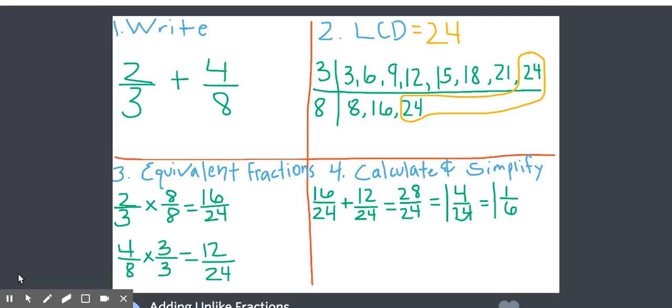Now if your sum didn't equal 1 and 1/6, what you need to do is compare the different boxes. Did your LCD match up? Did you use 24? If it does, no issues with LCD. Come to your equivalent fractions box. Were you able to get 16/24 and 12/24? If you are struggling in this area, then you need to practice equivalent fractions. And last, you added your numerators, you got 28, and you kept your denominator 24. If you find that you had issues in this box, you either need to practice your adding or you need to practice your simplifying.